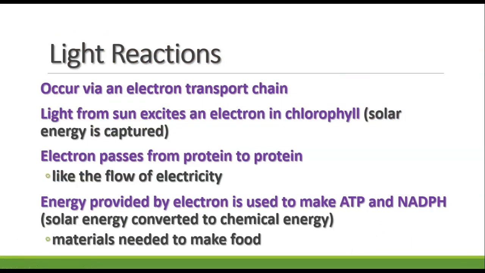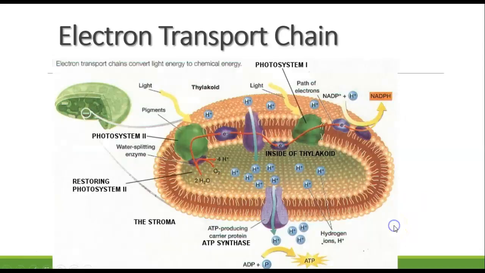And here's basically a description of what happens there. Light from the sun excites electrons in the chlorophyll, capturing the solar energy. The electrons cause the chlorophyll molecules to vibrate, and they pass electrons from one protein to the next, sort of like the flow of electricity. Then the energy provided by that electron is used to make ATP and NADPH. Those are both needed to make food.